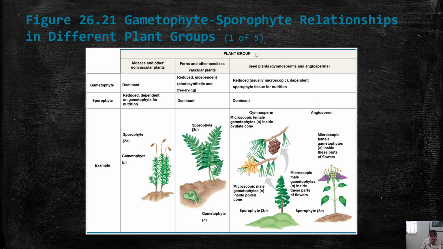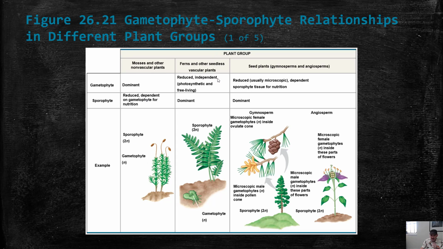So we see plant group: mosses, ferns, and seed plants, the major groups we're looking at. Sporophytes, remember the sporophyte generation, that's the diploid generation. In mosses, they're small and they're dependent on the gametophyte for nutrition, meaning they're plugged in, they don't photosynthesize on their own, they depend on the gametophyte plant to feed the sporophyte plant. It doesn't live that long, it dries out, releases its spores, and it's done. Here's an example of a moss then showing you the two generations.